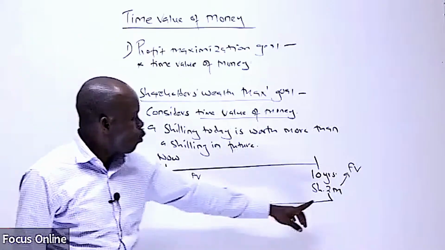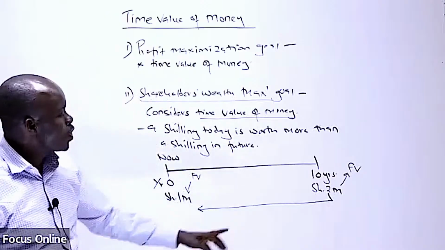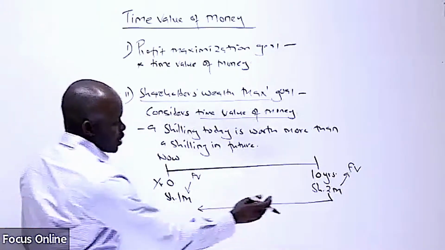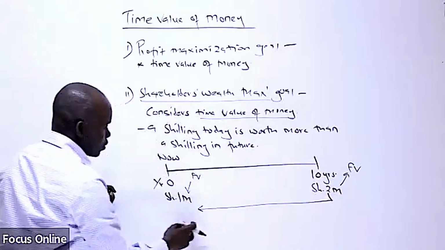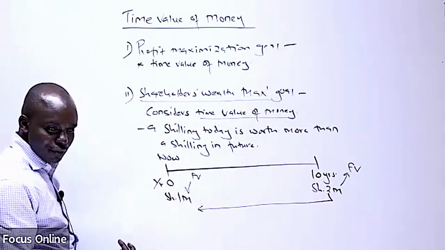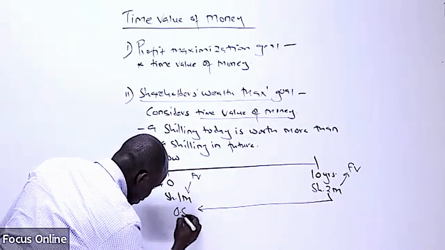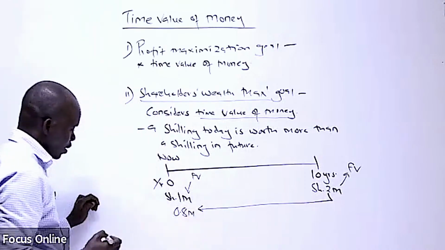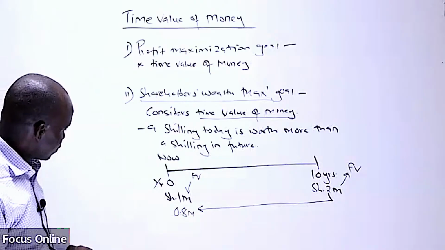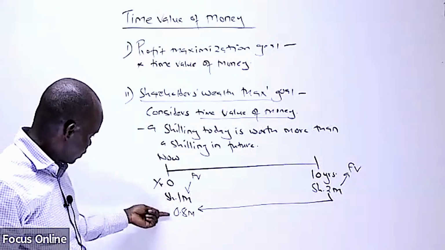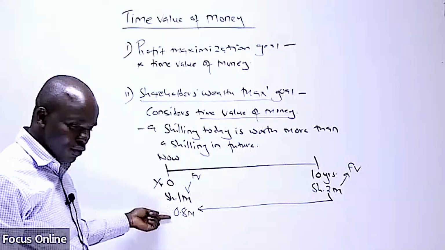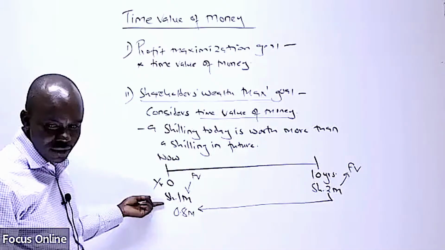So what is this in present value terms? When you ascertain the present value of these 2 million, that is bringing it into present value form, you may realize that it is 0.8 million. So if it is 0.8 million, you will say, I would rather go for the 1 million shillings today.